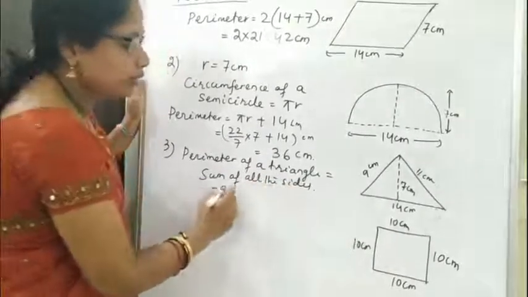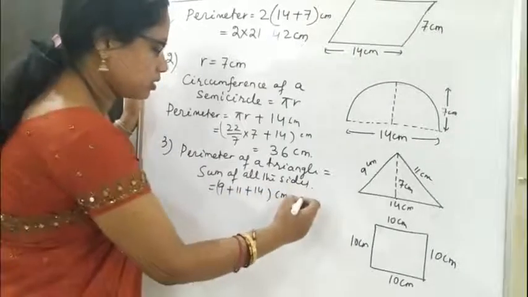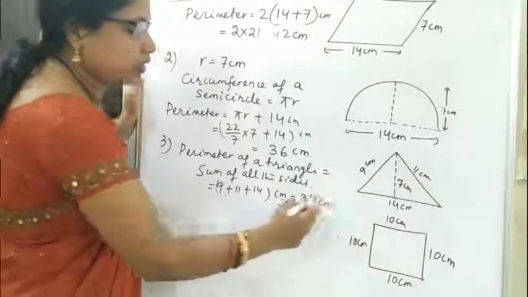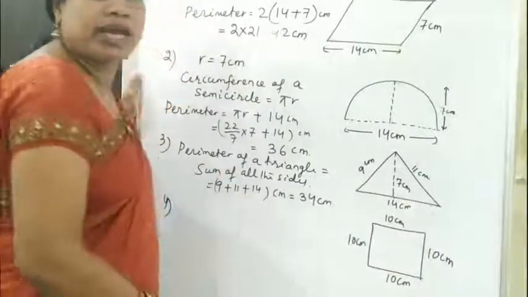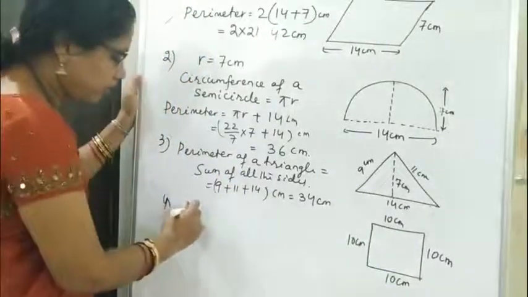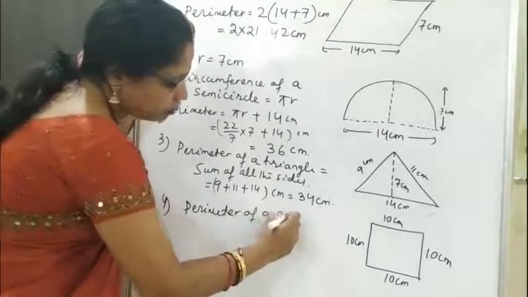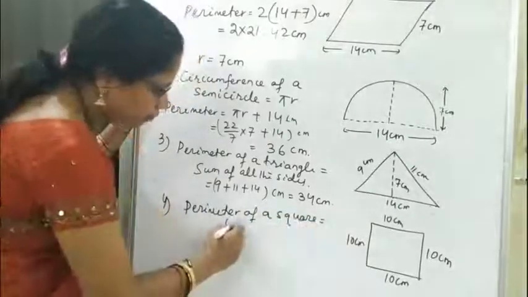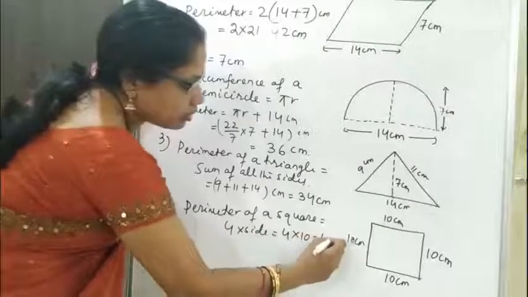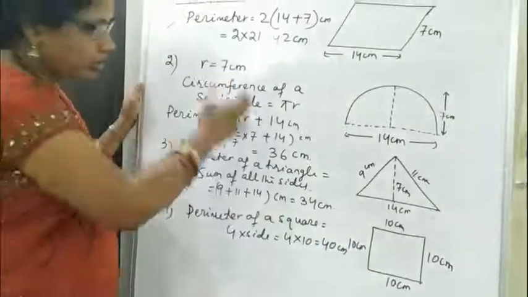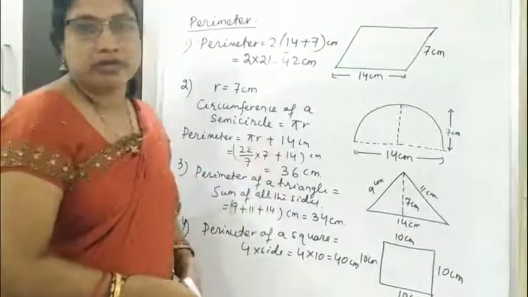That is equal to 9 plus 11 plus 14 centimeter. So this is equal to 34 centimeter. So here the fourth figure is a square having side 10 centimeter. So the perimeter of a square is equal to 4 multiplied by side. So that is equal to 4 into 10, that is 40 centimeter. So in this way you can find the perimeter of any rectilinear figures.